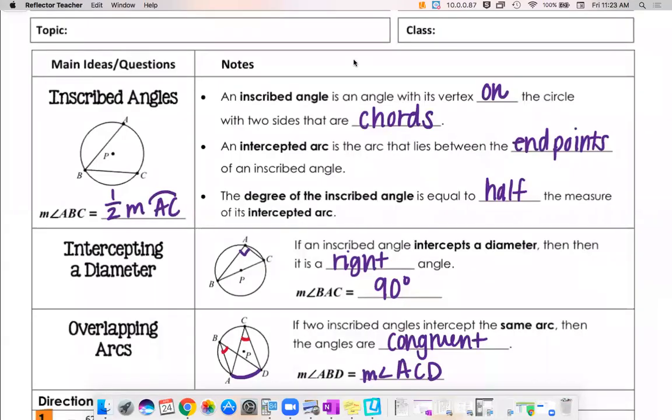Hi guys, we're going to learn about inscribed angles and inscribed quadrilaterals today. So we're going to start with just some notes. So the first thing is, what is an inscribed angle? An inscribed angle is an angle with its vertex on the circle with two of its sides that are chords.